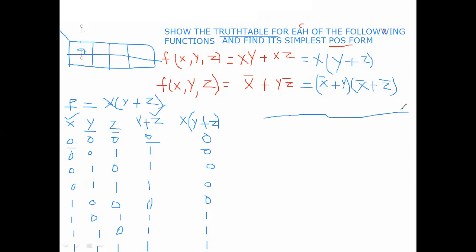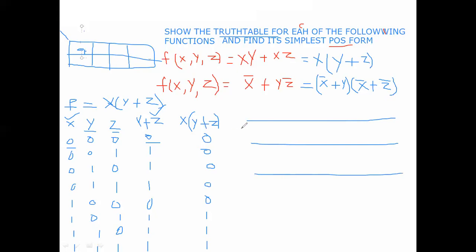Here this belongs to product of sums. That's why we concentrate on zeros. Sum of products means we concentrate on ones. Product of sums means we concentrate on zeros. That's why here a three variable K-map is used.